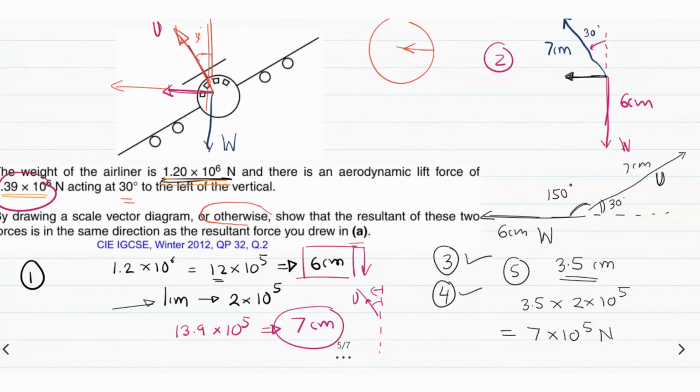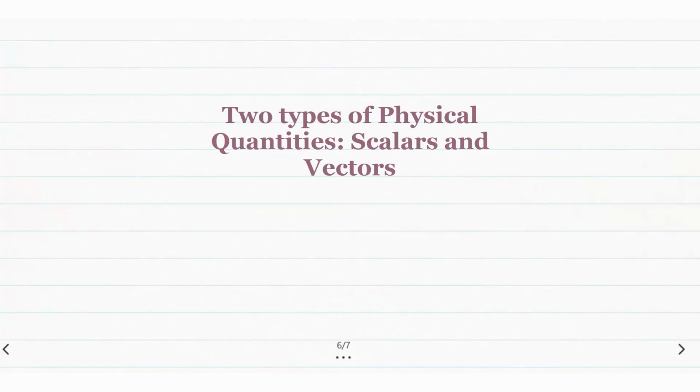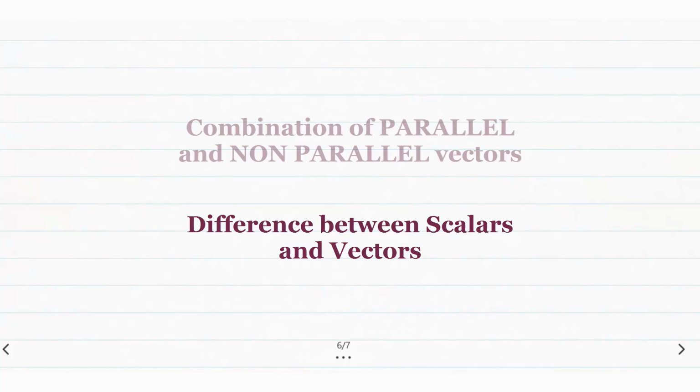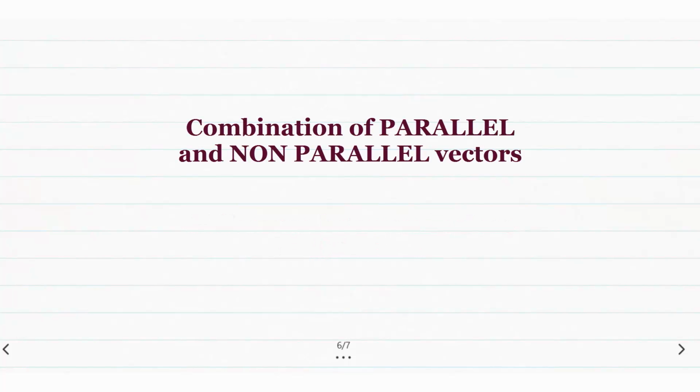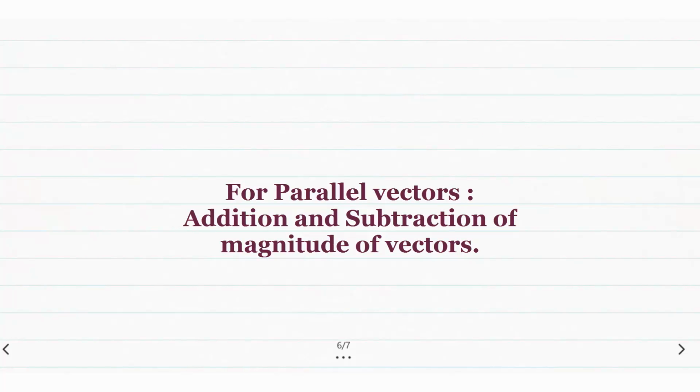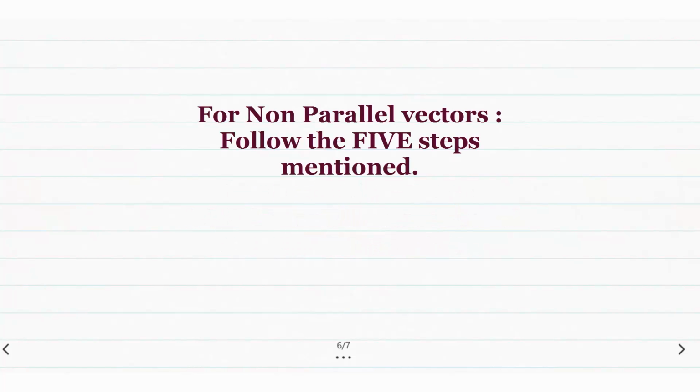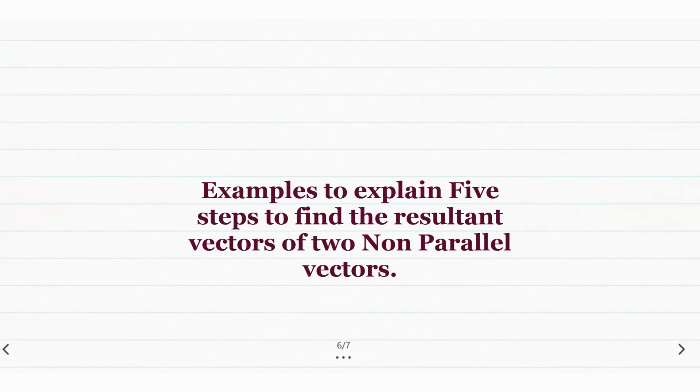Okay, so this is the end of this video, and let me recap everything that we did. We talked about the different types of quantities in physics, scalars and vectors. We talked about the difference between them, and then the two types of vectors that we will be dealing with and the mathematics of. First were the parallel vectors, which were easy to handle. We add the vectors when they are parallel and in the same direction, and we subtract them when they are in opposite directions. For non-parallel vectors, we got the 5 different steps to follow, and we saw a few examples of how to find the resultant of non-parallel vectors.